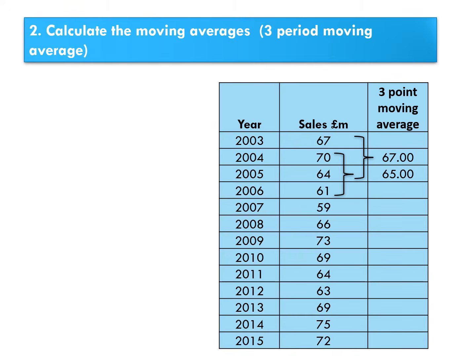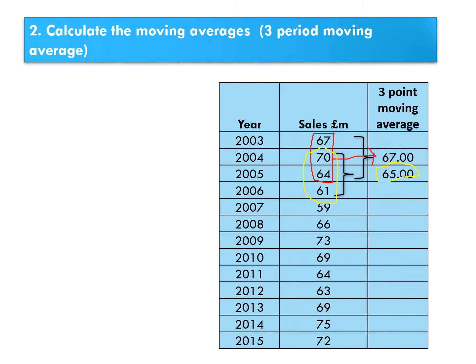So first of all, I need 3 pieces of data. So my first 3 pieces of data here are the first 3 years, 2003 to 2005. If I take an average of those, then the average there is 67. So my 3-point moving average here for the first 3 points would be 67. If I then go on a year, my next 3 data points here are 70, 64 and 61. If I take an average of those, I get 65. So those are the data points for the next 3. So we call this a 3-point moving average.